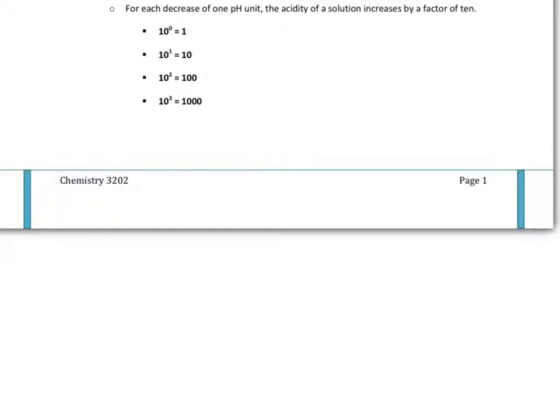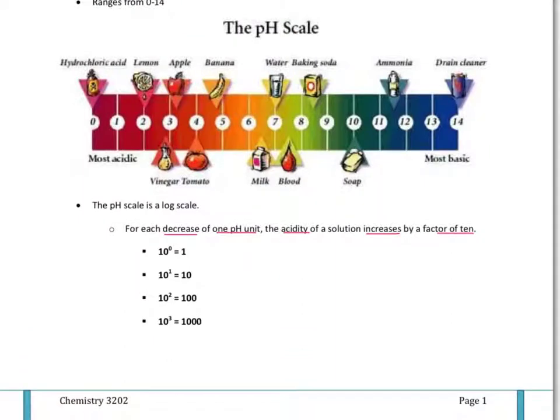Again, I repeat. For each decrease of 1 pH unit, the acidity of a solution increases by a factor of 10. This is a common mistake on assessments. The reason for that, again, if we were to look at the pH scale, as you decrease down the pH scale and get closer to 0, the acidity increases. That's a little bit backwards in terms of the way we usually think.